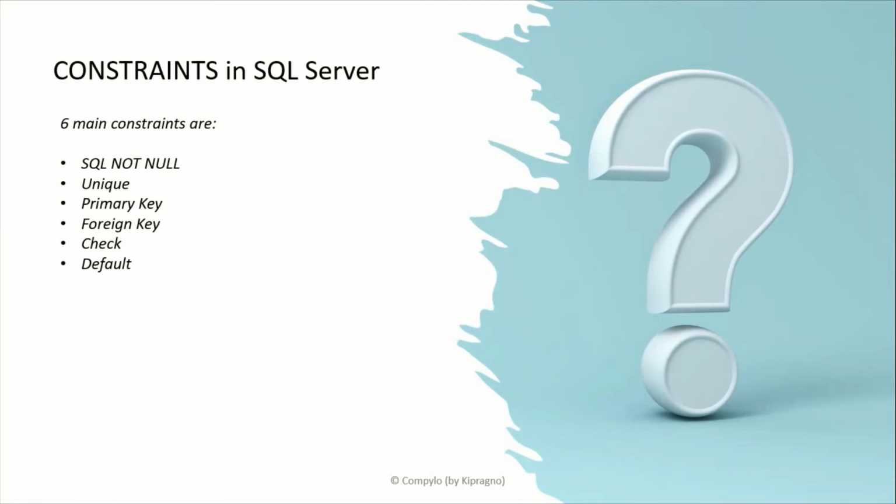Next question is, what are constraints in SQL Server? So the six main constraints in SQL Server are not null, unique, primary key, foreign key, check, and default.